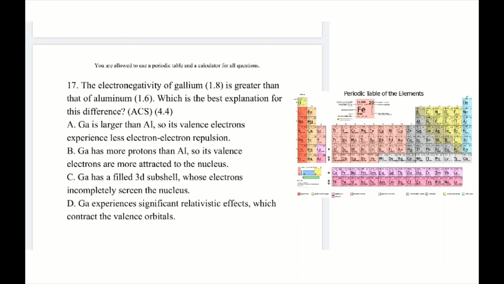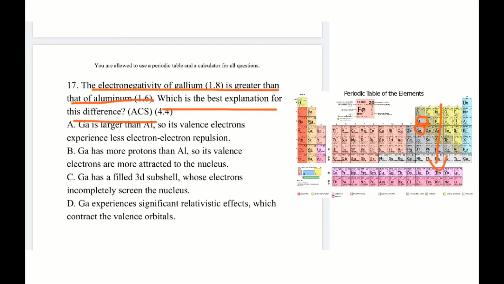Let's take a look at number 17. The electronegativity of gallium is greater than that of aluminum. Which is the best explanation for this difference? So gallium is here and aluminum is here, and notice how gallium is below aluminum, and if something is below another thing, you expect it to have a lower electronegativity, since electronegativity decreases down the groups. So why is gallium higher in electronegativity than aluminum?